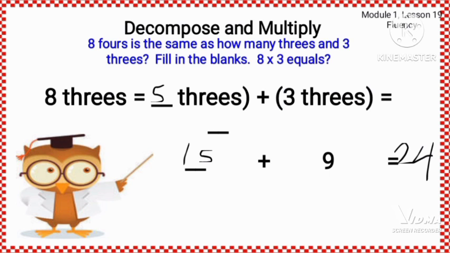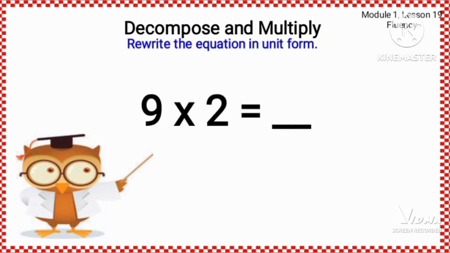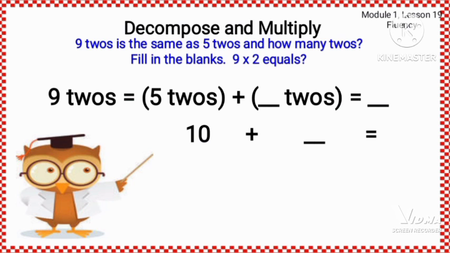Now here's another decomposition to mark. 8 threes is the same as 5 threes plus 3 threes. 5 threes is 15. 3 threes is 9. So 15 plus 9 equals 24. 9 times 2 is the same as 2 times 9 equals 18. Now decompose this one.